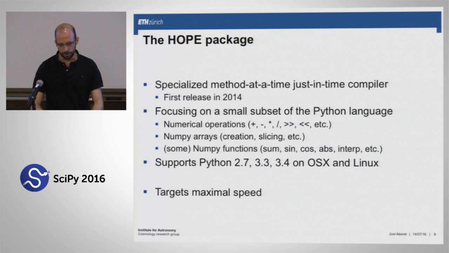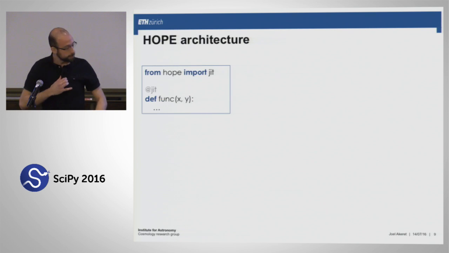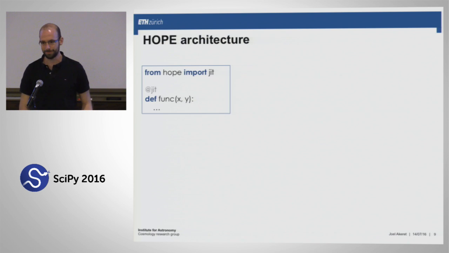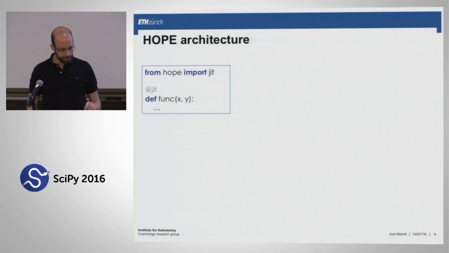All right, so how does it work? Let's have a closer look at the nitty-gritty details under the hood. Let's say we have a function that we want to speed up. It's a function that takes two parameters, x and y. To speed it up, we import the entire HOPE API: from hope import jit, that's it. That's the entire API. And we decorate our function with the jit decorator.